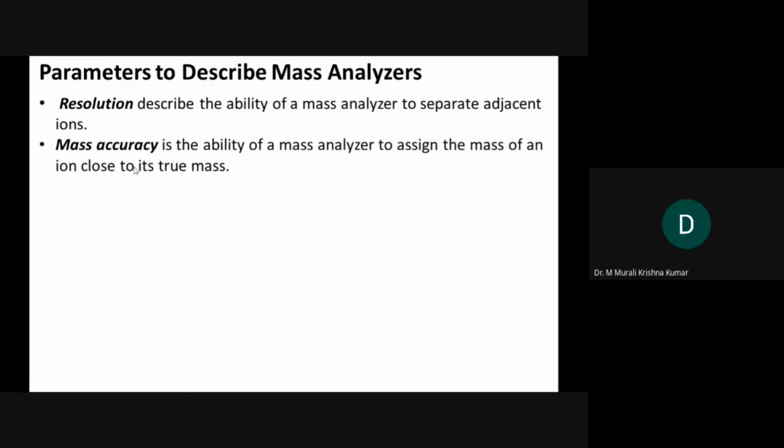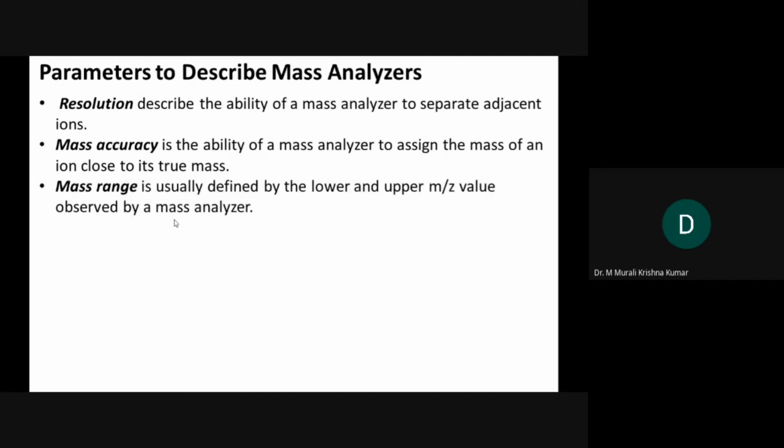The second one is mass accuracy. It is the ability of a mass analyzer to assign the mass of an ion close to its true mass. It means a mass analyzer needs to provide a dependable outcome all the time. Dependable outcome. Okay. So it must be rugged.